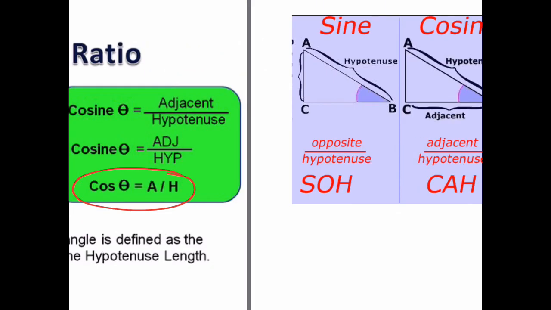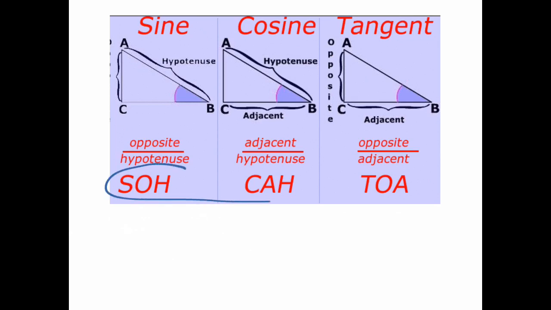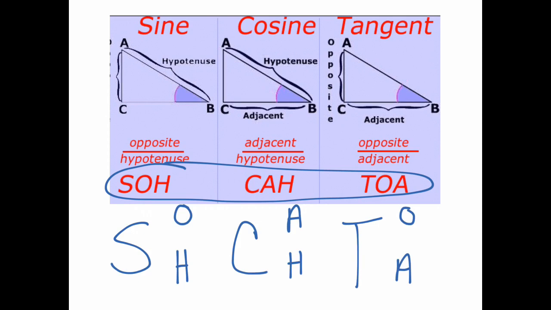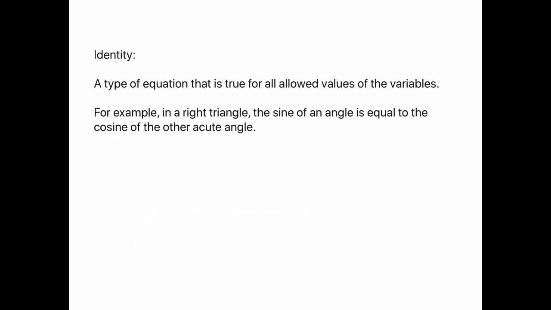A mnemonic device to help you remember this is SOHCAHTOA, and I usually write it a little bit differently. That's the way I like to write it. And then you can actually turn it into your equations for sine, cosine, and tangent. But SOHCAHTOA is a very common mnemonic device. The sine equals the opposite over the hypotenuse, the cosine equals the adjacent over the hypotenuse, and the tangent equals the opposite over the adjacent. SOHCAHTOA.